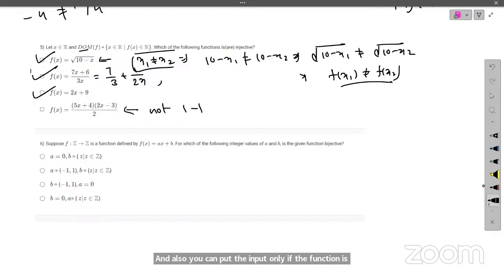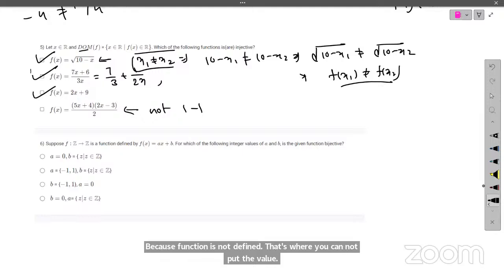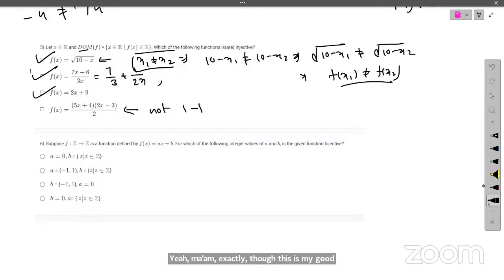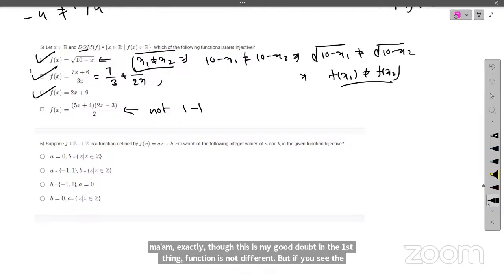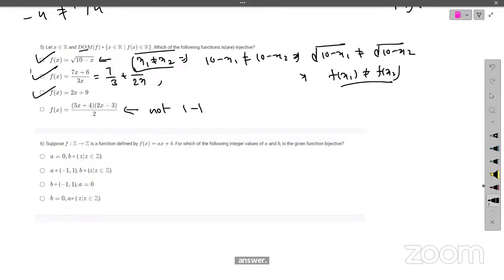Right? Is that fine? No, I didn't understand that. Ma'am, please first explain the option: if we put x value, let's say 11, right? Then no, you cannot put it, because the function is not defined. That's why you cannot put the value 11. Yeah, ma'am, exactly. This is my doubt. In the first one the function is not defined, but if you see the answer, they say this is a correct function, meaning they're saying this is a one-one function, whereas actually, if everything is real, this can't be real, right?